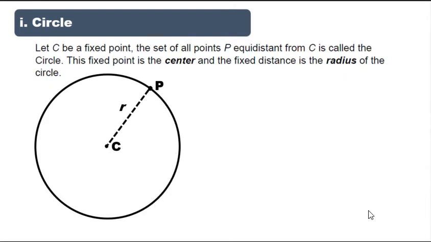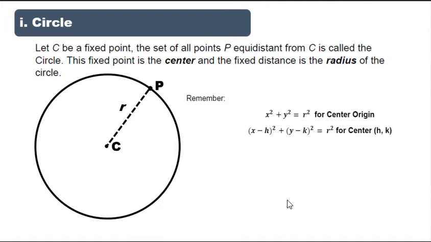So we need to take these 2 definitions or 2 terms, the center and the radius. Now we need to remember x squared plus y squared is equal to r squared. This is the standard form of the circle if your center is at the origin, in the intersection of your x and your y axis. So we call that the standard form of the circle.